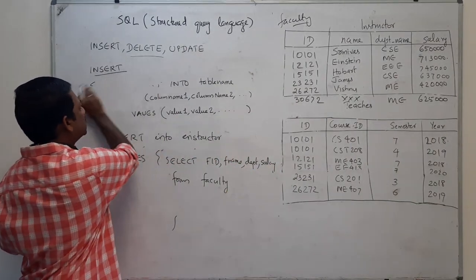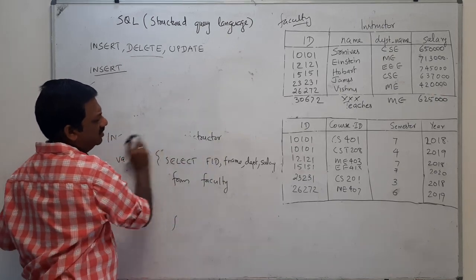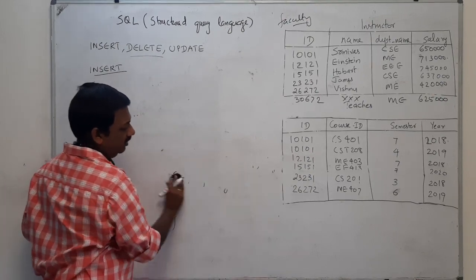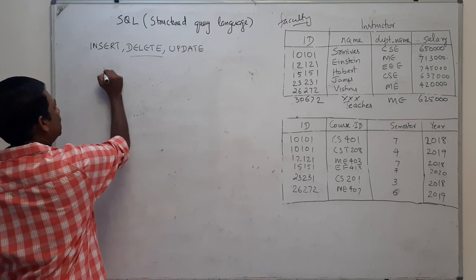Now we are going to discuss delete. Deletion means if you want to delete a particular tuple from the table, you can make use of delete.